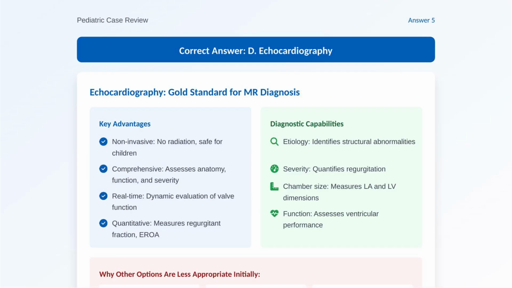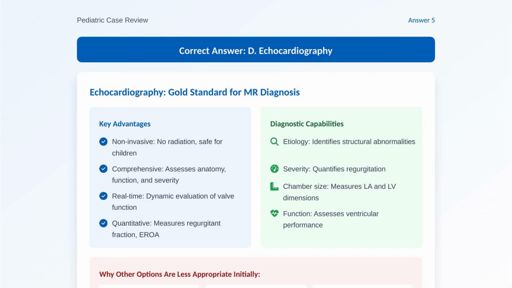The correct answer is D. Echocardiography. This imaging modality is considered the gold standard for the initial diagnosis and assessment of mitral regurgitation in pediatric patients. Echocardiography offers numerous advantages that make it ideal for this purpose. It is non-invasive, does not involve radiation exposure, is widely available, and provides comprehensive real-time evaluation of cardiac structure and function.